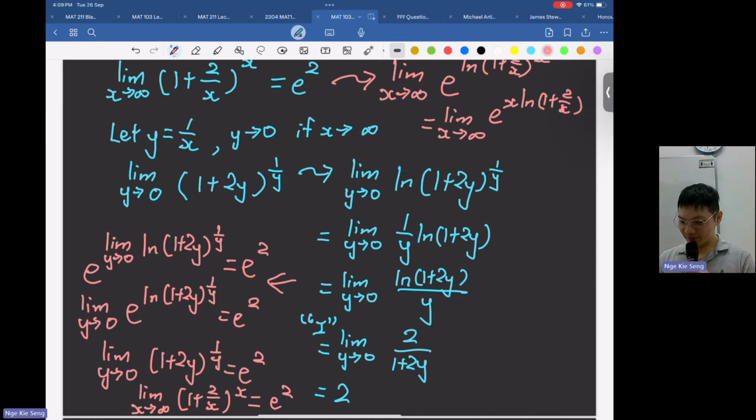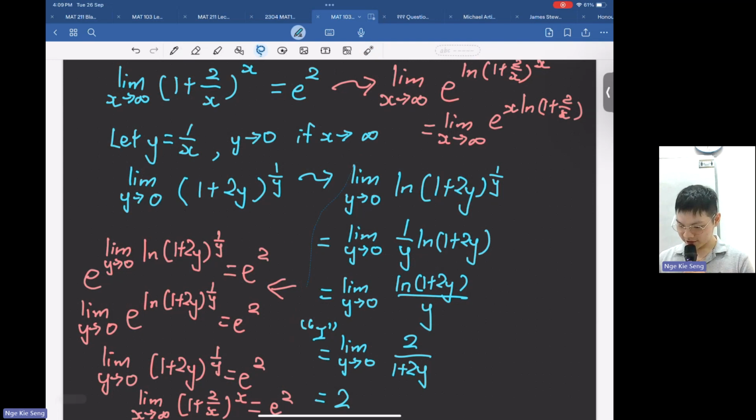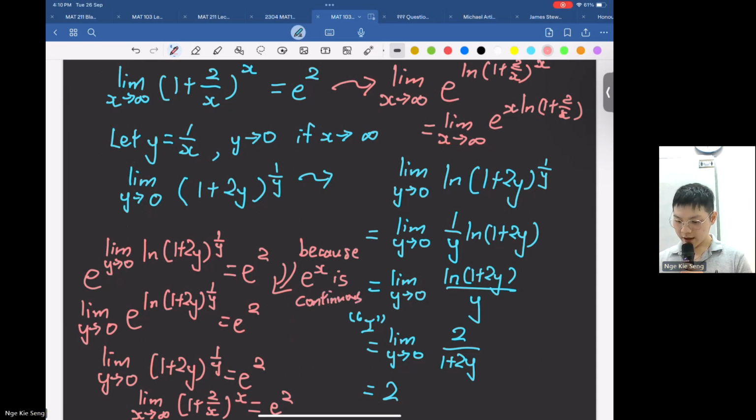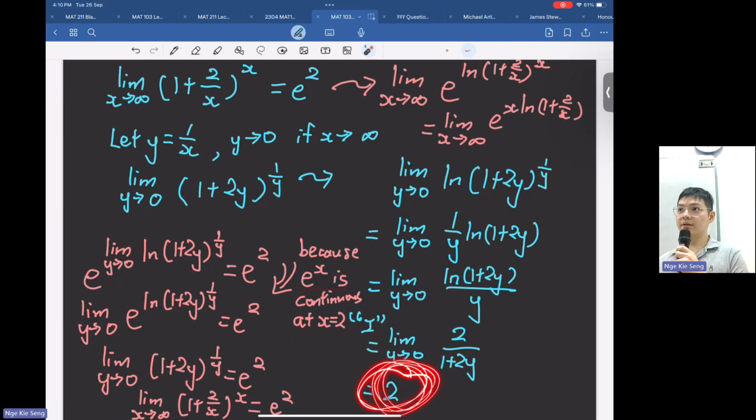Let me write a little bit more. So we see that the limit of this sequence here converges to 2. What we need here, why we can bring the limit down, is because e to the power x is continuous at x equals 2. It is continuous at the limit.